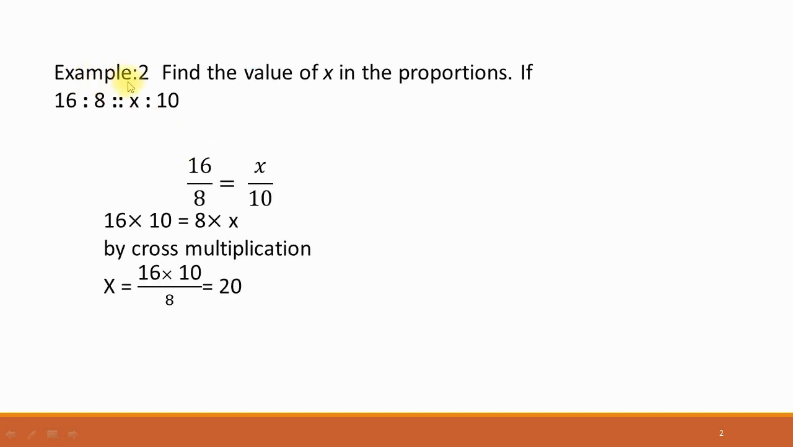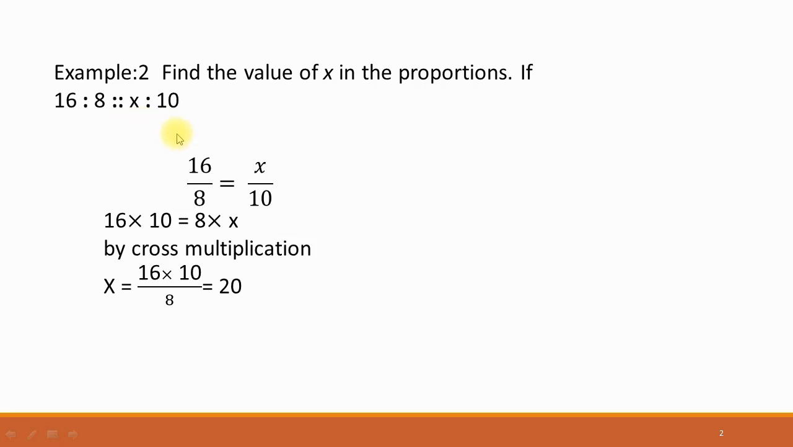Example number 2. We have already discussed one example related to proportion. Now, this is the second example, which is a problem for practice. In this problem, we have to find the value of x in this proportion: 16 ratio 8 proportion x ratio 10. Proportion means two ratios are equal. 16 ratio 8 is equal to x ratio 10.